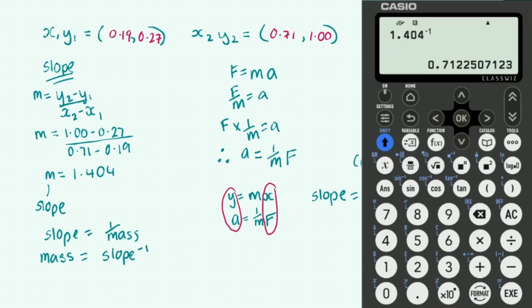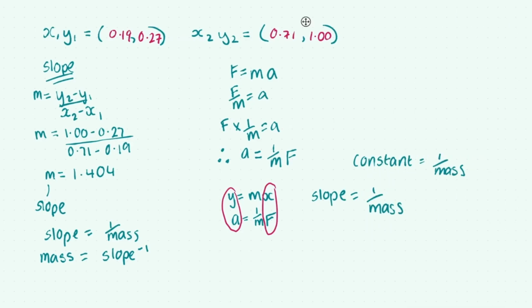We get a value of 0.71. So that's saying that we have our mass to be 0.71 kilograms. Obviously it's important to remember your units here. There are 3 marks given for finding the correct mass, and then also 3 marks for using the slope formula right up the top here. So it's 6 marks in total for this part of the question.